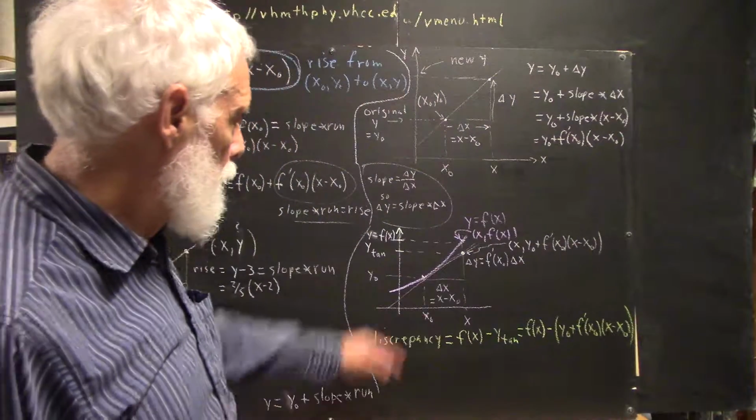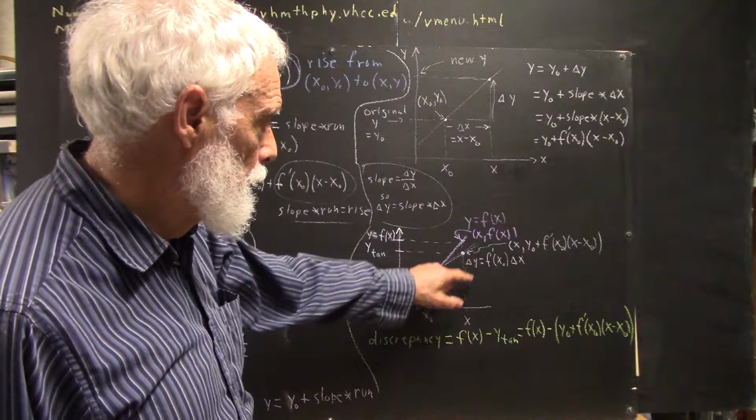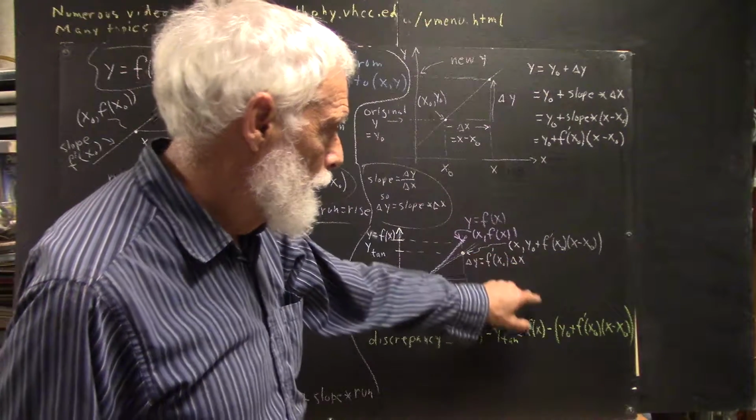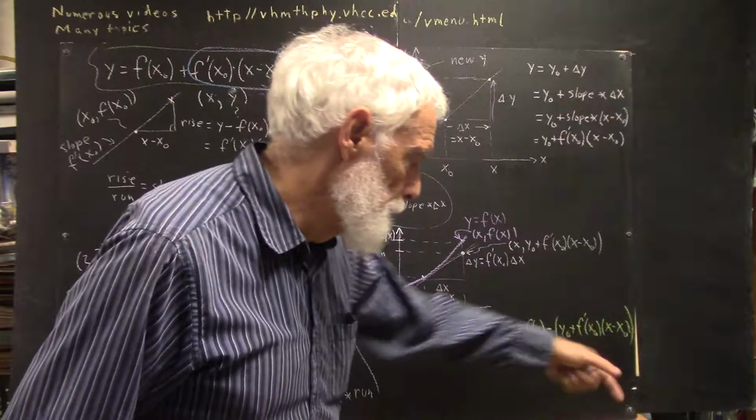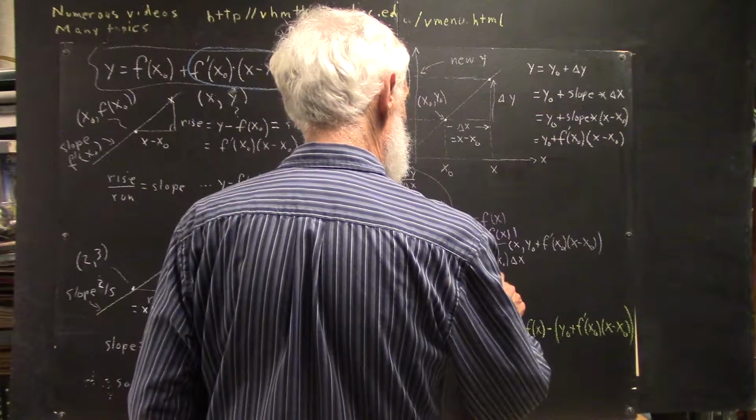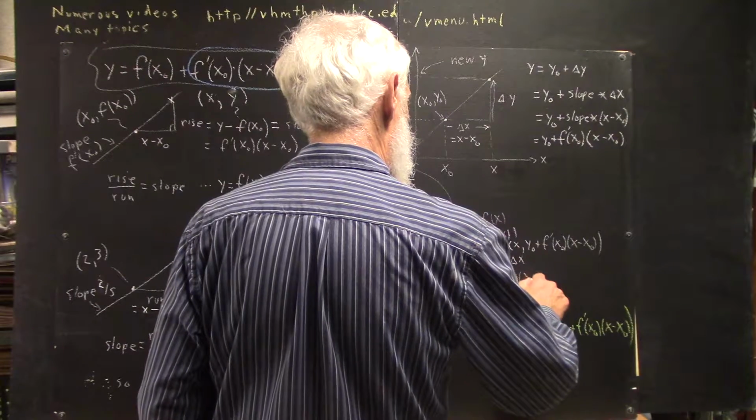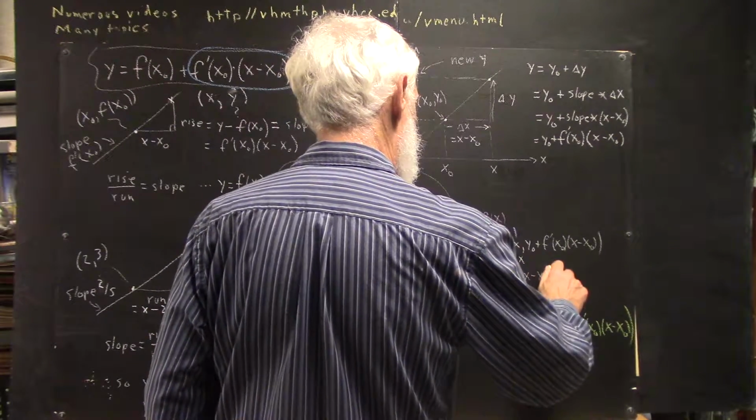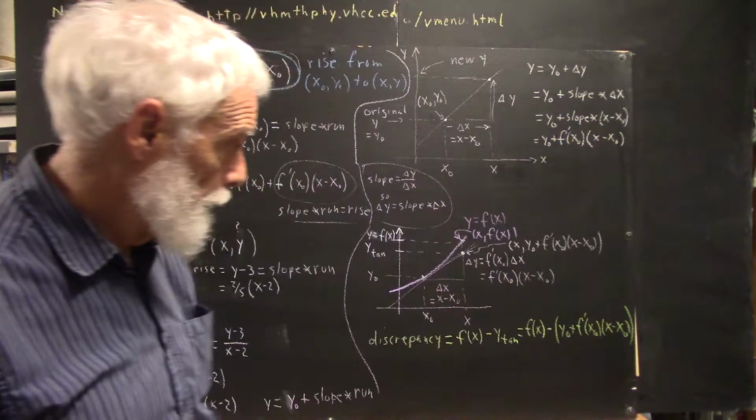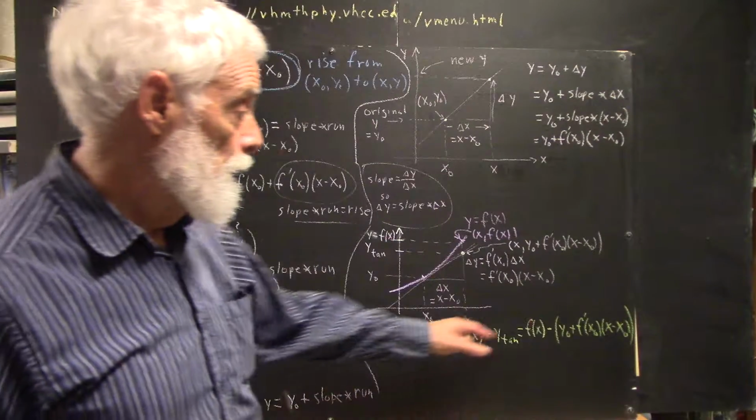Okay, the value we started with plus the delta y, f prime of x naught delta x. Now instead of delta x, I wrote x minus x naught here. Delta x is x minus x naught, but let's go ahead and write it out that way. Okay? There's the discrepancy.